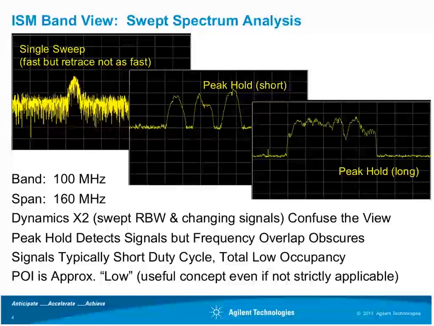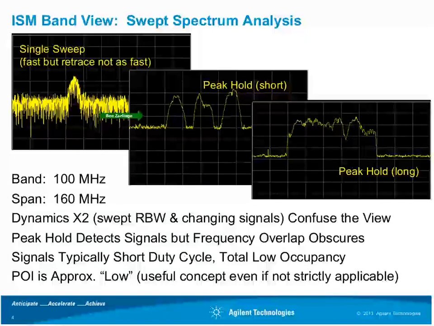Here again, the band is 100 megahertz wide. We're looking at an example frequency span of 160 megahertz. And at the upper left, we can see the results of a single sweep from a swept spectrum analyzer. We may or may not catch signals, and they may or may not appear in their accurate form, because of course the signal is in many cases coming or going or in motion, and the analyzer's swept resolution bandwidth filter is as well.